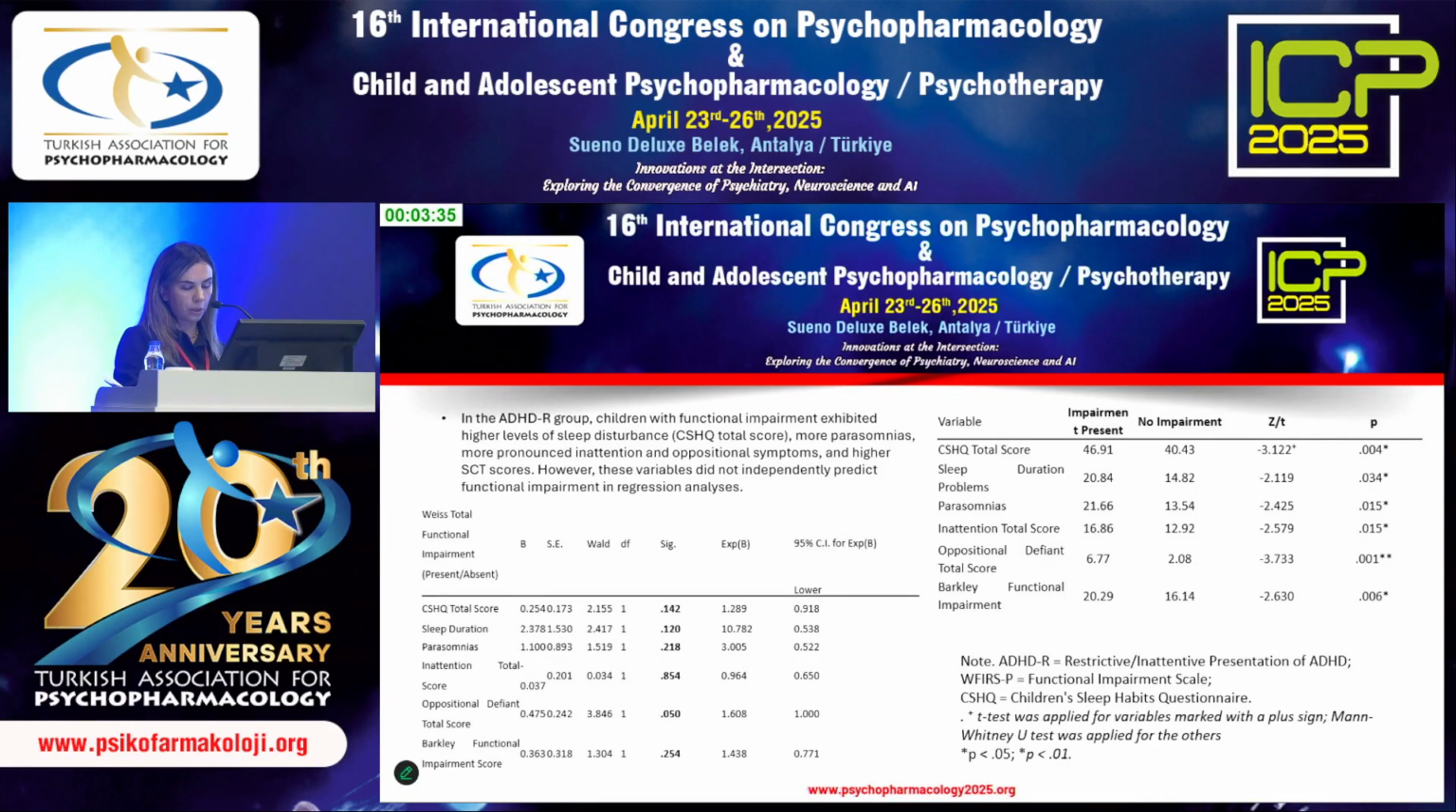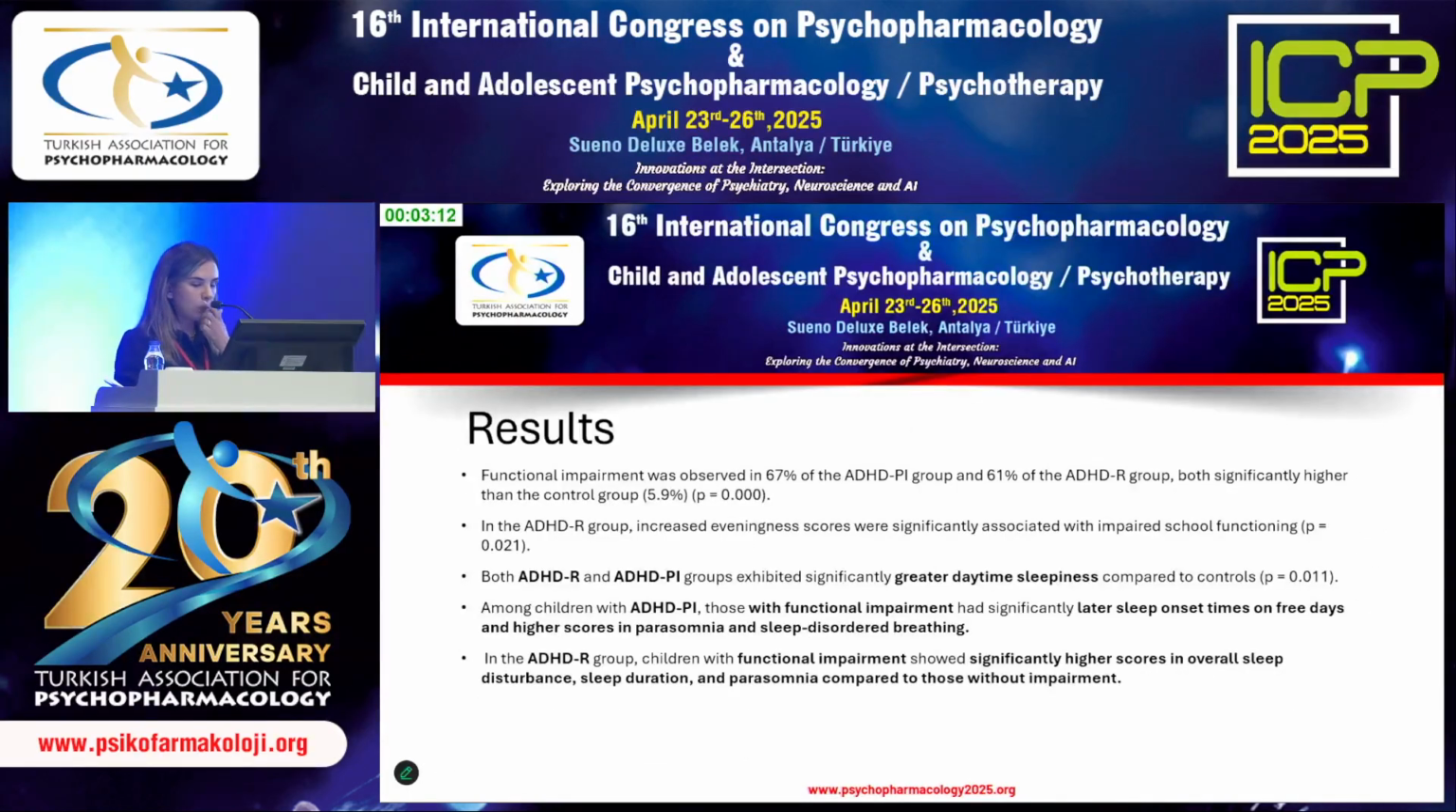And in the ADHD-R group, children with functional impairment exhibited higher levels of sleep disturbance, more parasomnias, more pronounced inattention and oppositional symptoms, and higher SCT scores. However, these variables did not independently predict functional impairment in regression analysis. And here are the results.